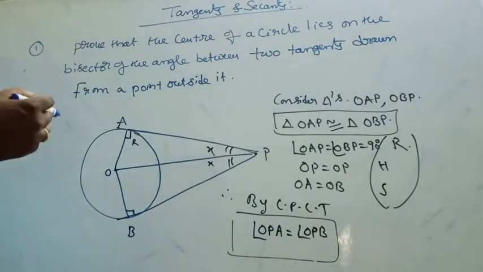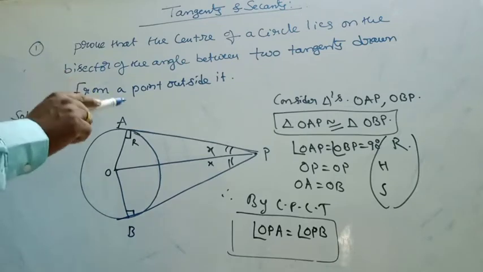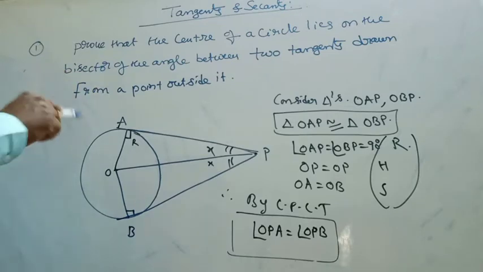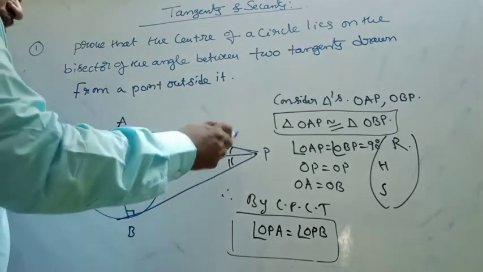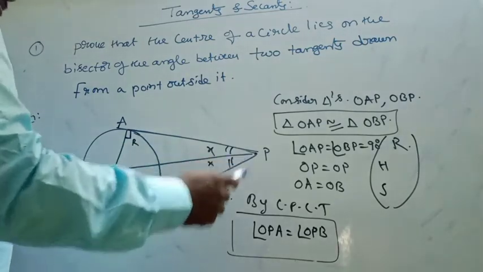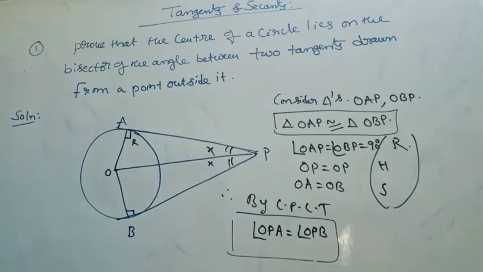Therefore, we have shown that the center of the circle lies on the bisector of the angle between two tangents drawn from a point outside it. We proved that angle OPA equals angle OPB, which means both are equal to X.